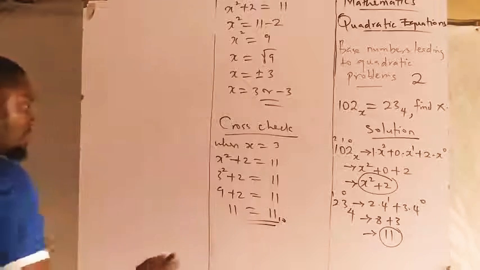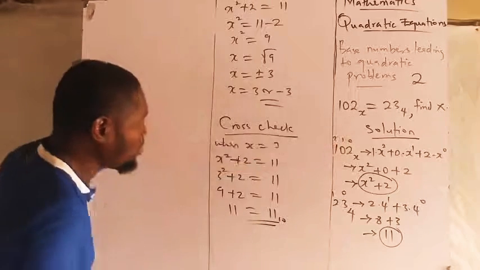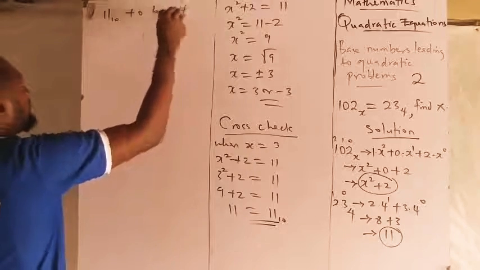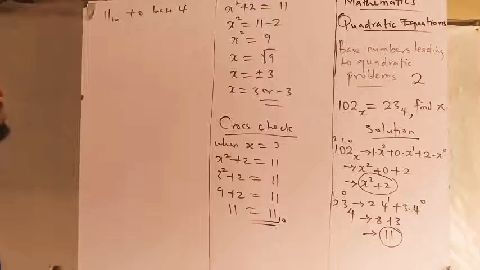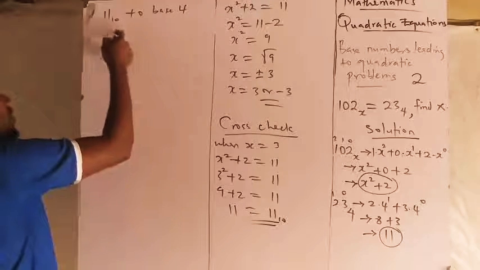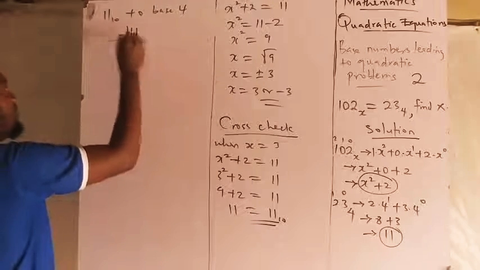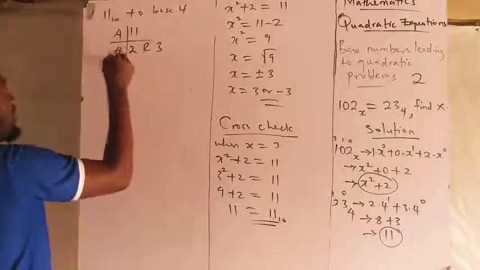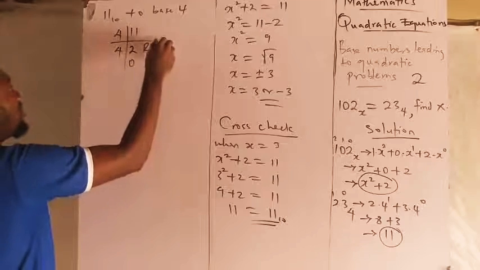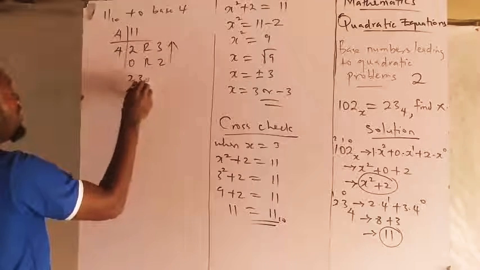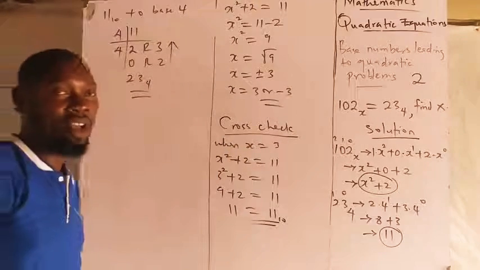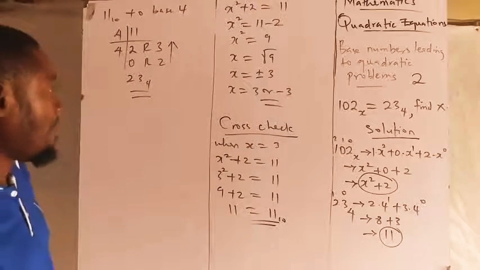So if you want to change your base 10 number to base 4 to see if you'll be right, 11 base 10 to base 4. If you're changing a number that is in base 10 to a base below, you use the division method. So I'll be dividing 11 base 10 by 4. How many 4 in 11? We have 2, remainder 3. 4 cannot go into 2, remainder 2. So we have our answer 23 in base 4, which is this number given. So we are correct in what we've solved so far. The values of x are 3 or minus 3.